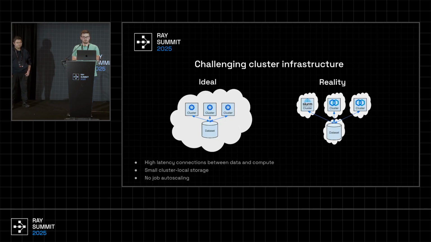And we can talk a little bit more about the challenging cluster infrastructure that we have here. On the left, you can see what I would consider sort of ideal cluster infrastructure, where you have your data and your compute all within a single region. In our reality, we actually have our data typically in San Jose, and our clusters are just all around the world. And so that introduces some challenges, as you could imagine. So one is that we have high latency connections between our data and compute.